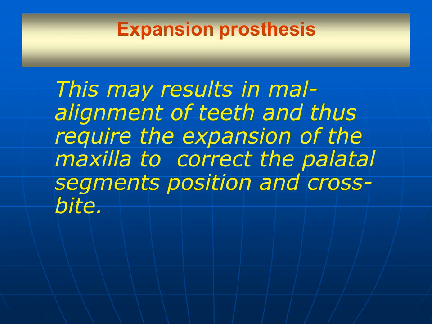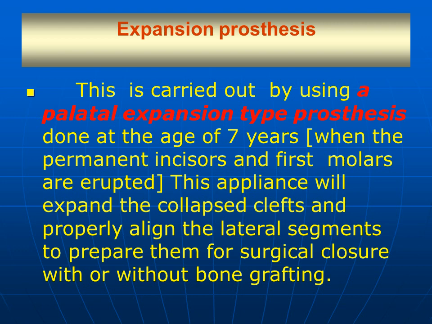All these things lead to what? This may result in malalignment of teeth and thus requires the expansion of the maxilla to correct the palatal segments in proper position and correct the crossbite. We use a palatal expansion type prosthesis which is done at the age of 7 years when the permanent incisors and first molars are erupted.